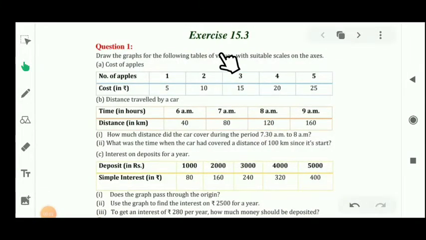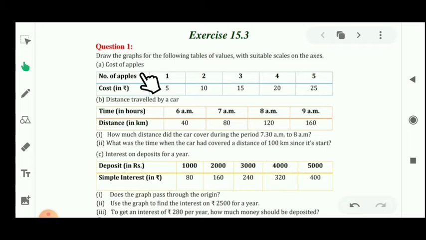Hello students, today I will start exercise number 15.3. Let's see the question number 1. Draw the graphs of the following tables of values with suitable scales on the axis. In the A part, B part and C part, the table is given in each and every part. Let's see the A part.